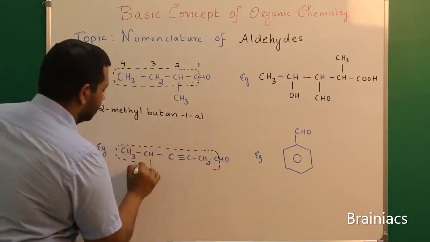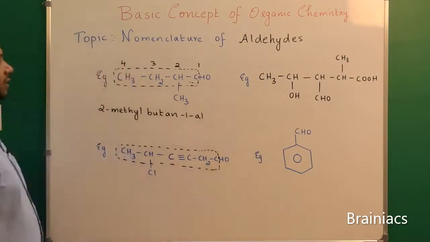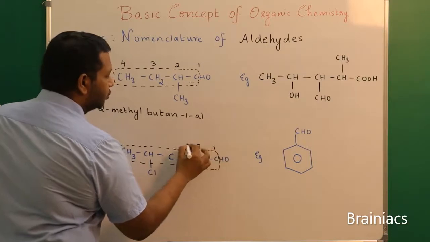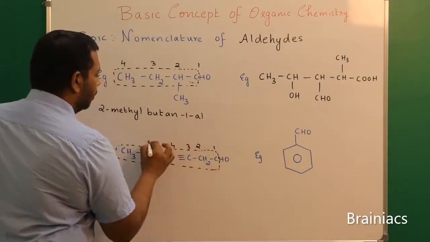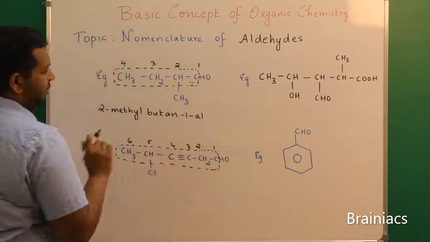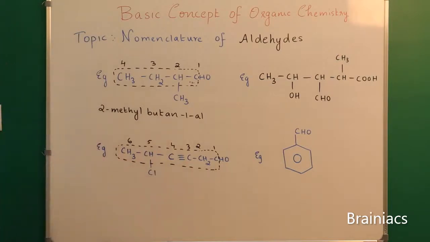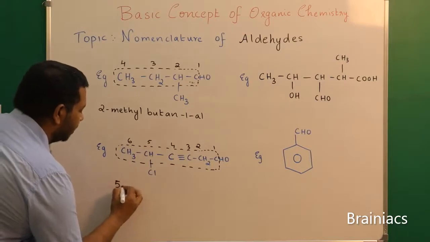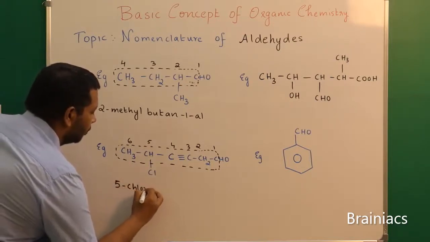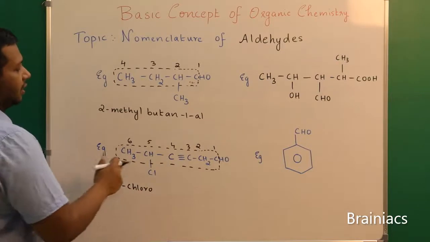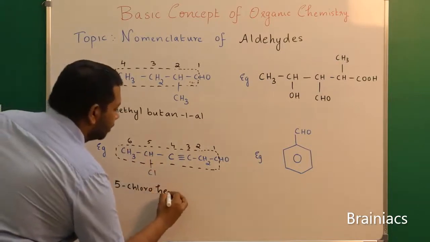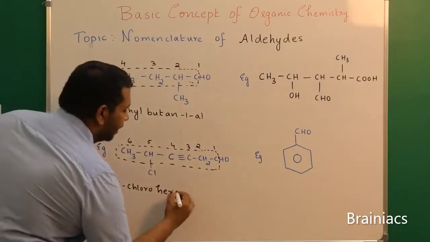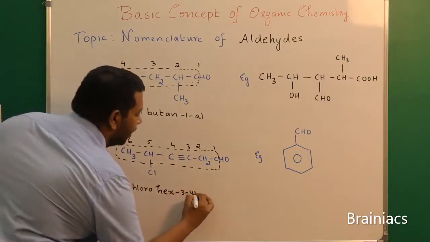Correct? So I have chosen that. Now I should number it in such a way that this gets the lowest possible number. 2, 3, 4, 5, 6. 6 carbon atoms are there. Now tell me first the substituent at the 5th position. So 5, that is a secondary prefix, 5-chloro. Word root, how many are there? 6, so hex. And at the 3rd position it is linked by a triple bond, so we say hex-3-yn.